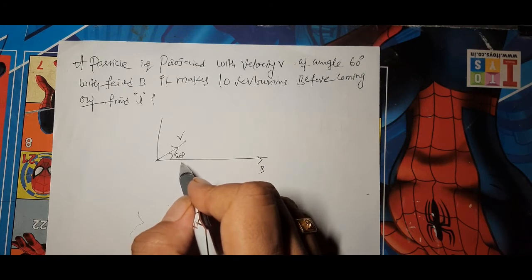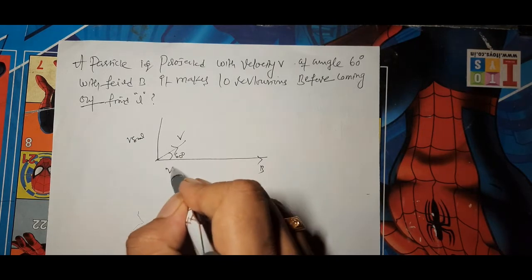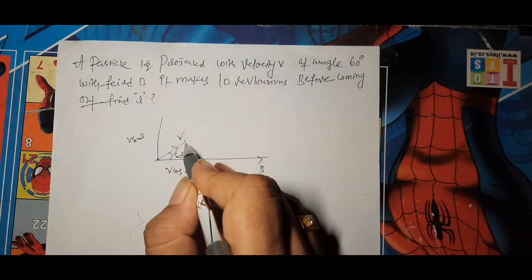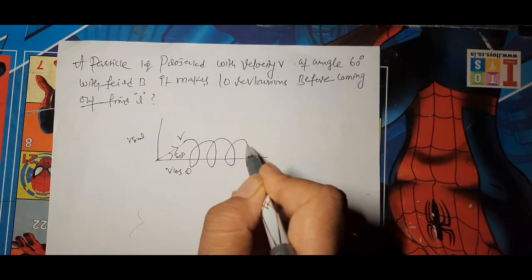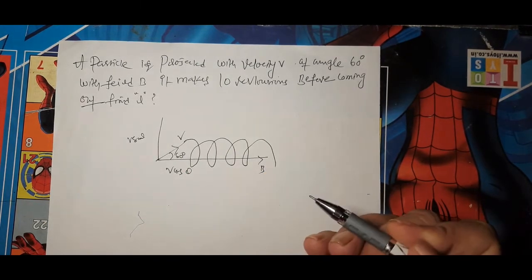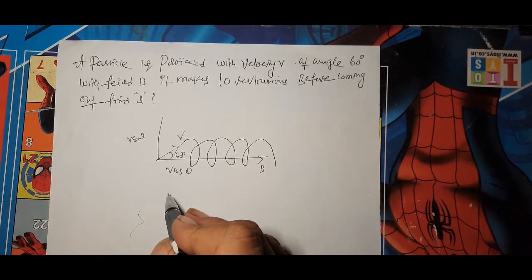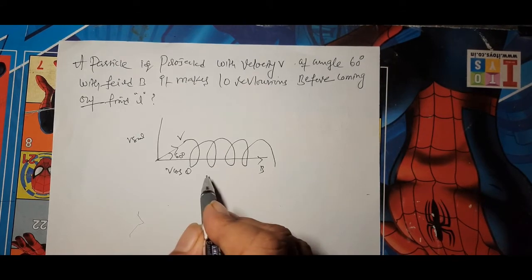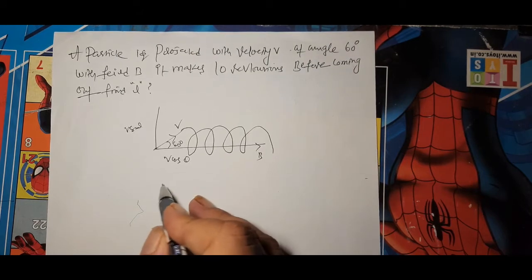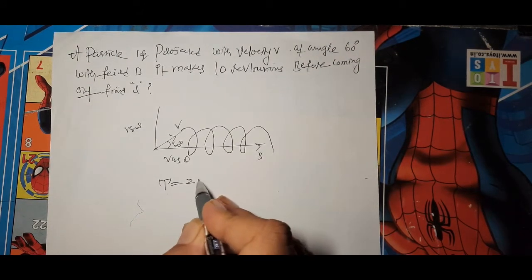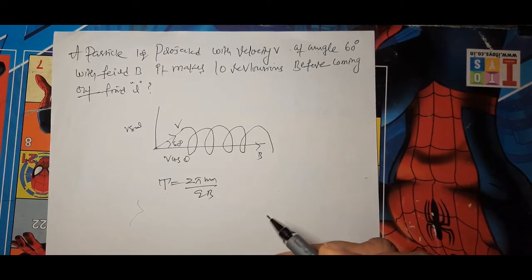Then it is influenced by two velocities. This is v sin theta and this is v cos theta. As a result, it moves in a helical path. Now, what is the time taken to complete one revolution? The time taken to complete one revolution is T is equal to 2 pi m by qB.